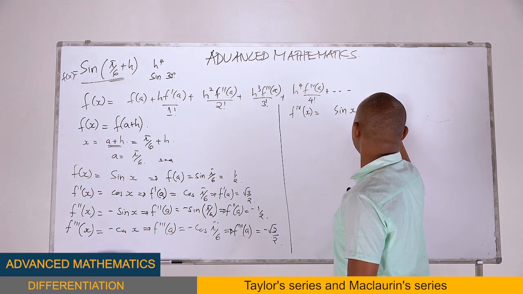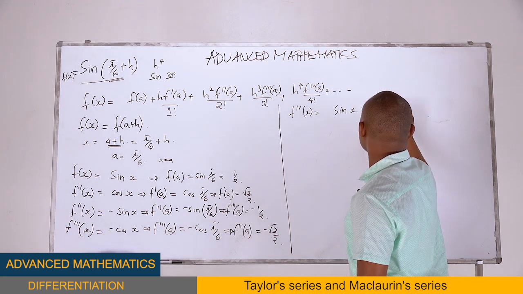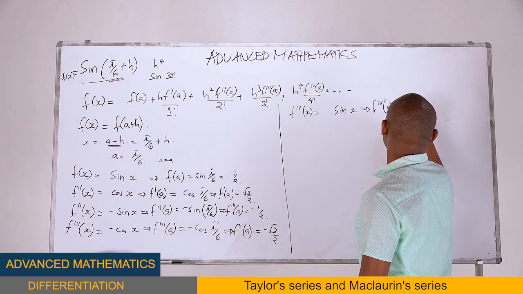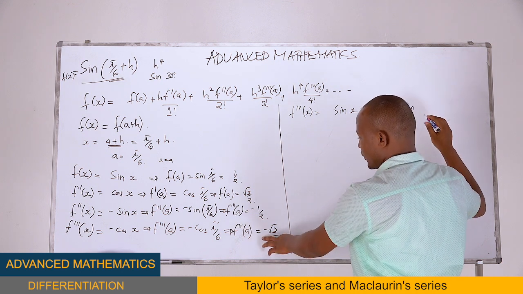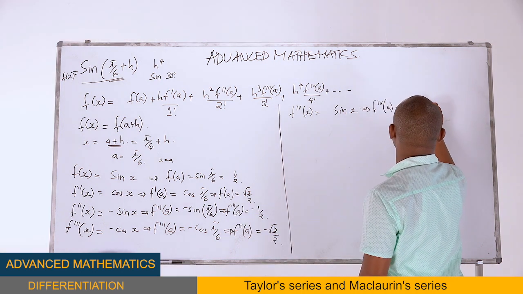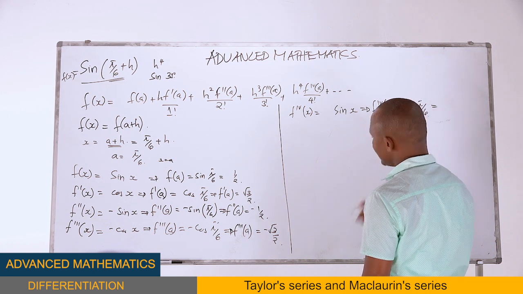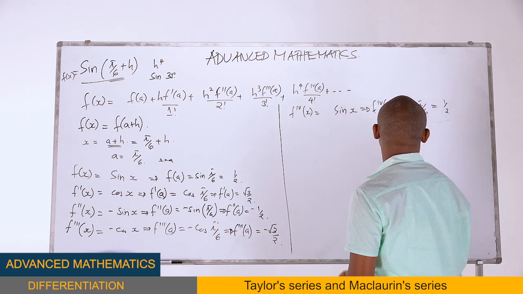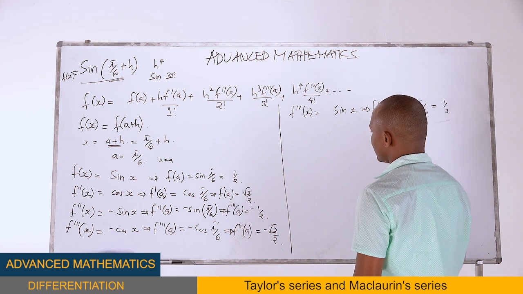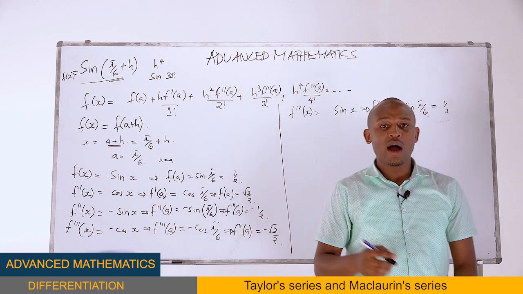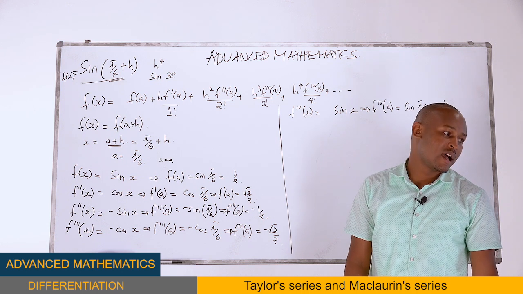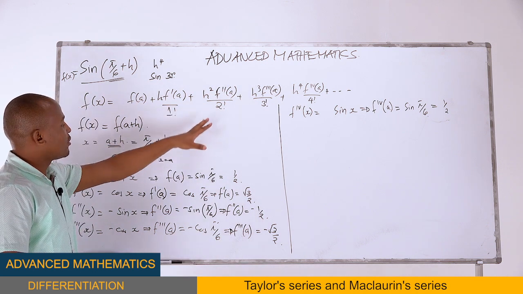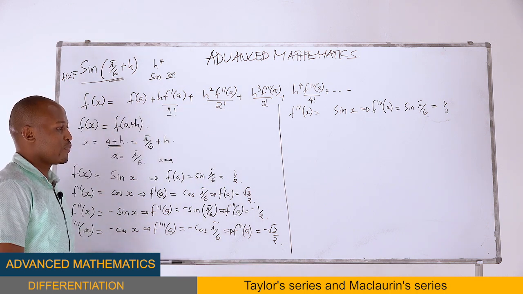And evaluating at a, what are we going to have? That is sine of pi over 6, which is positive, and sine of pi over 6 equals a half. So let's write the values we have obtained in this form.